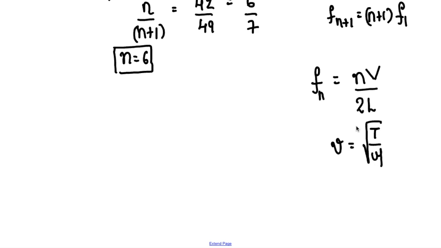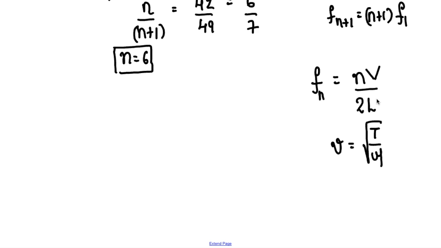Now substituting this value in this equation, I can easily get the value of L. See, if we take n equal to 6, that means my frequency will be 420 hertz. If you take n equal to 7, that means you have to take the frequency as 490 hertz. So that should be associated with n. I'll be taking 6.